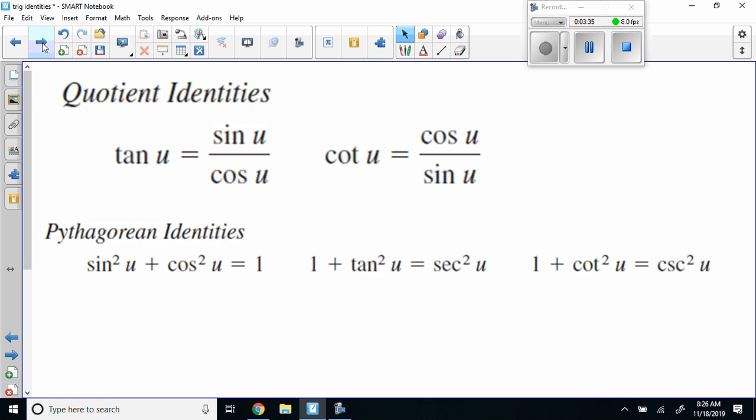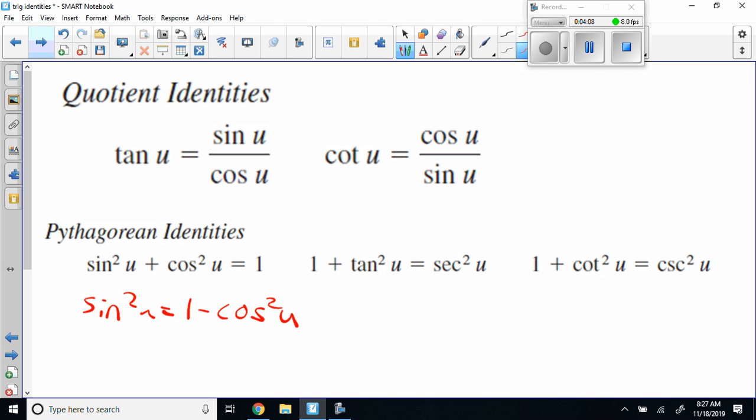Now, you can also do this as sine squared u is also 1 minus cosine squared u, right? You've got it like this as well. So I could go, okay, sine squared of u equals 1 minus cosine squared of u, right? Moving things back and forth. Okay. Same thing over here. Tangent squared u could be what? Secant squared u minus 1, right?